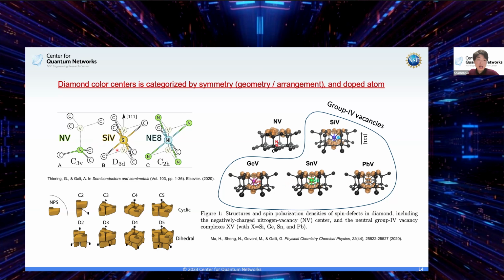The silicon vacancy has this D3 symmetry, which if you flip it, it's still the same. But the nitrogen vacancy does not. The nitrogen vacancy only has a threefold rotation symmetry. This also turns into some other features I'll talk about, such as inversion symmetry, making it immune to certain electric noise. So in this slide, I want to tell you that the symmetry and the doped atom actually determine the physical properties of the color center.